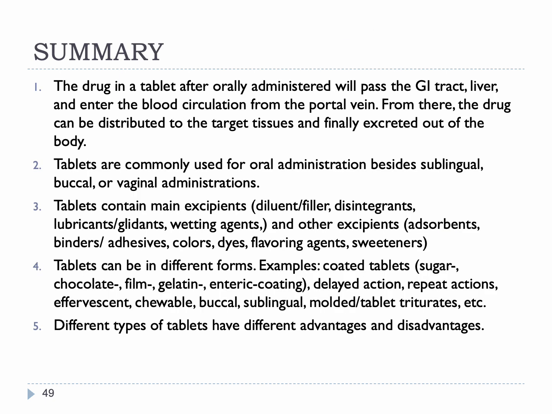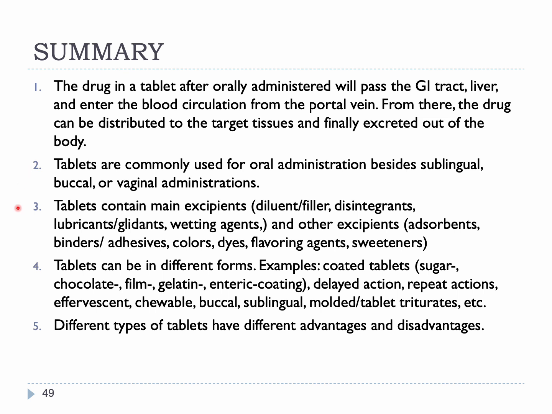Okay, so we just learned about tablet dosage forms, and besides that we learned about lozenges and lollipops for medication. In summary, the drug in a tablet, after being orally administered, will pass through the GI tract and liver and enter the blood circulation from the portal vein. From there, the drug can be distributed to the target tissues and finally excreted out of the body. Tablets are commonly used for oral administration, besides sublingual, buccal, or vaginal administration.